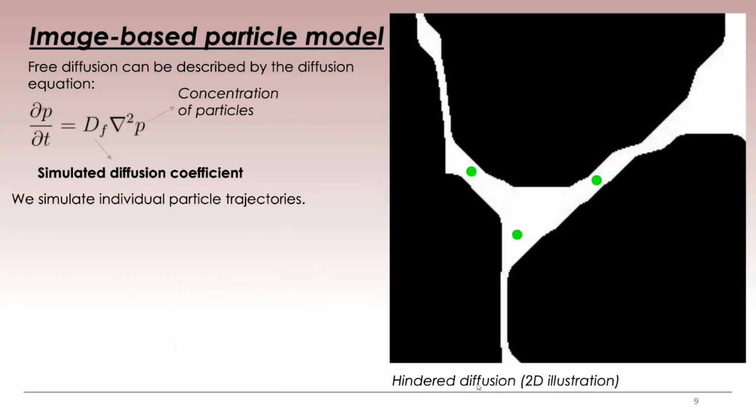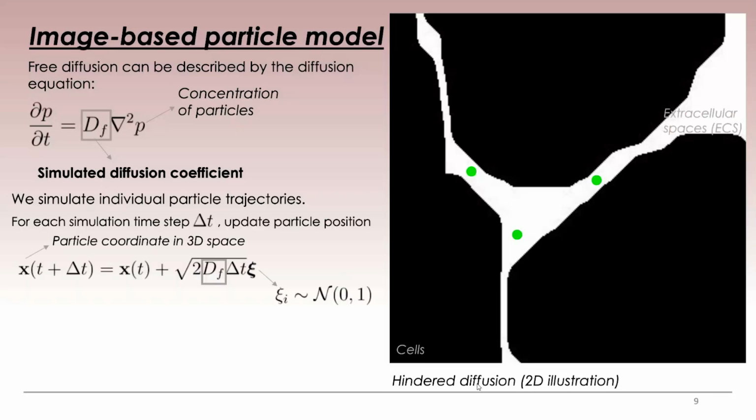Okay, so now with the high resolution images, we can perform our particle models. So that's just the diffusion equation, and then we have the simulated diffusion coefficient for the particles. Then we simulate individual particle trajectories by just doing a simple Brownian motion update rule, where you sample from a Gaussian standard normal distribution, and the standard deviation would depend on your simulated diffusion coefficient. So I'll give an example.